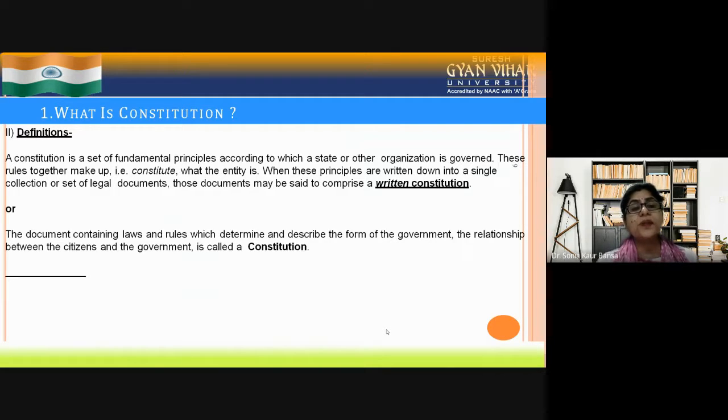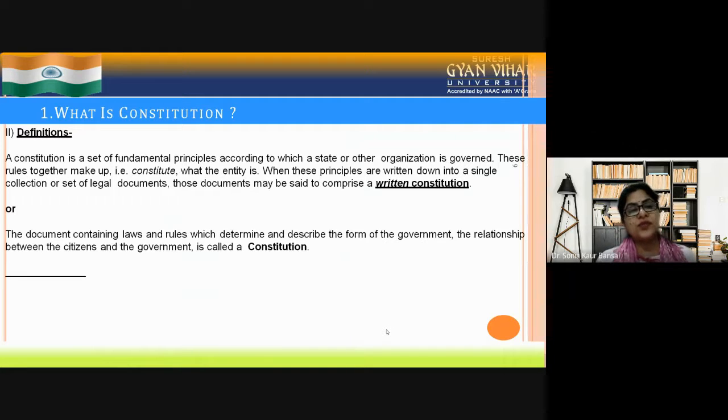These rules together make up, constitute what the entirety is. So when these principles are written down into a single collection or set of legal documents, those documents may be said to comprise a written constitution. So everything is written. And why is it written? To make up rules. So rules are for the people and it is a legal document. Those documents may be said to comprise a written constitution.